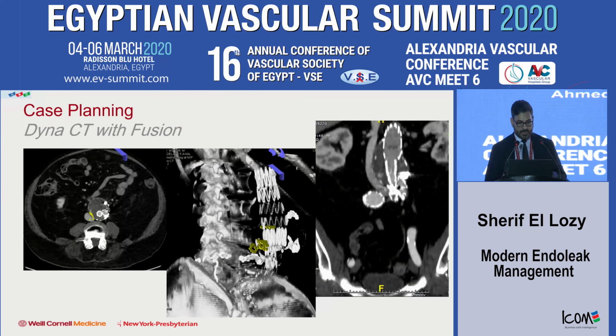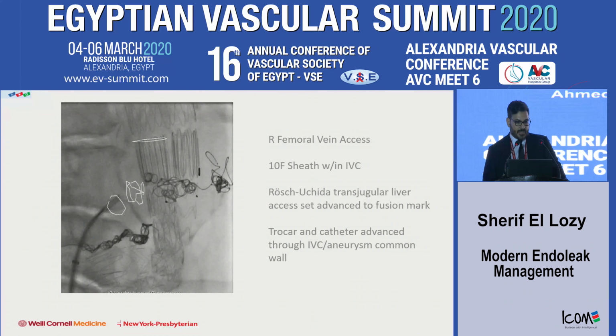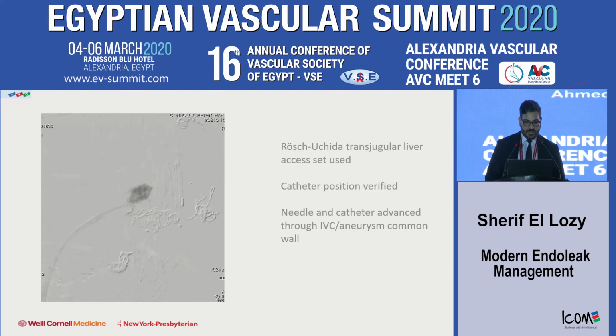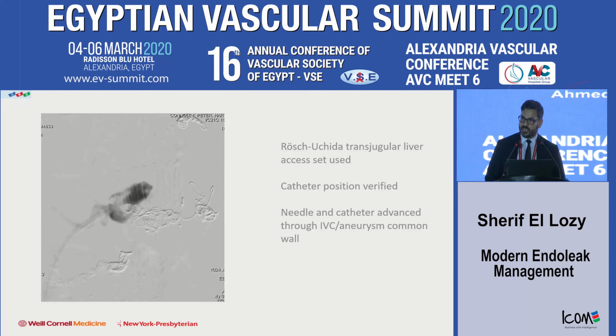We like to use DynaCT for these cases, and so you can superimpose the location of the nidus onto the patient, and you can give yourself a little target. You can see here with our Rosch set, the circle is on the access point, and then that squiggly line is on the nidus itself. You puncture, you get in, and you image, and you see the outflow vessels, and then you treat it just like you would for transfemoral.